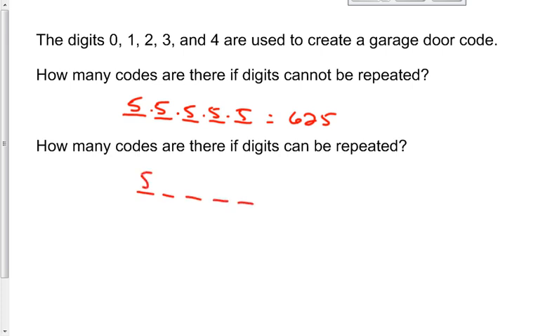And then how many different codes are there if we cannot repeat? 5 choices for my first digit. I've used that digit, I can't use it again. So it's 1 less, and so on down the line. 5, 4, 3, 2, 1. 120 different codes that we could put together if we do not repeat the digits.